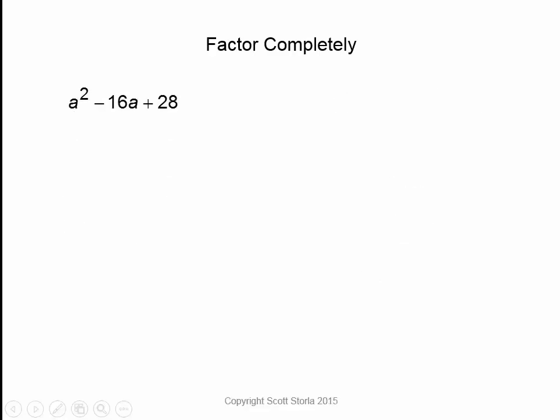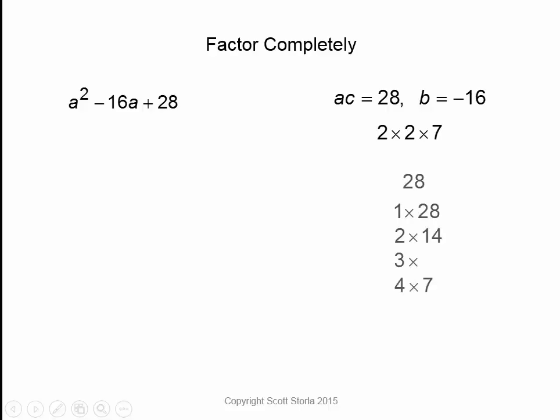And here's our last one for this video. In this problem, a times c is 28 and b is negative 16. The prime factorization of 28 is 4 and 7. And so my pairs will be 1 times 28, 2 times 14, no factors of 3, and 4 times 7. The pair that might add up to a negative 16 is 2 and 14, but only if both are negative.